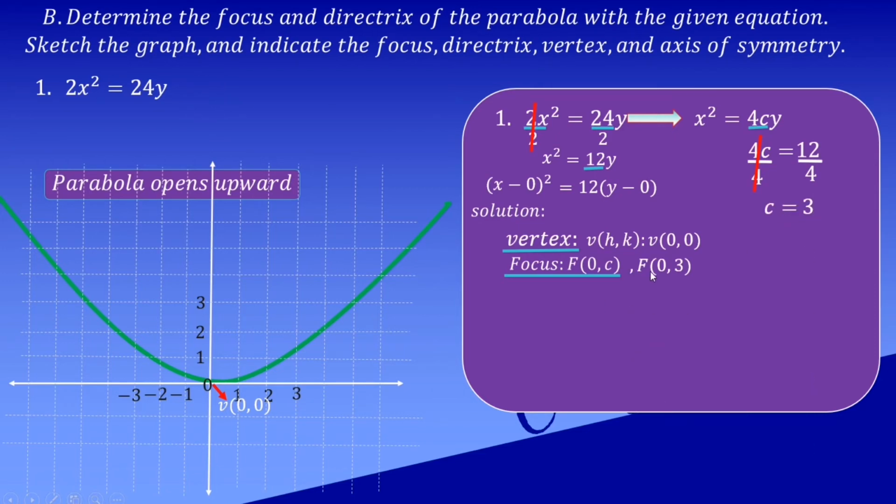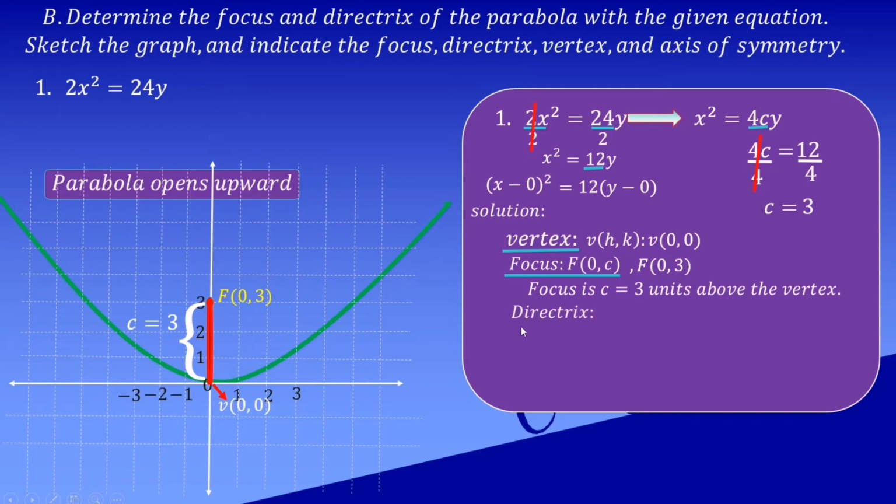So our focus here is the ordered pair 0 and 3. To plot this point, it is above the y-axis, that is the focus. Then the 0 and 3, the distance of this focus is 3 units above the vertex.